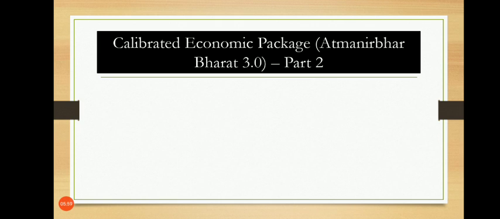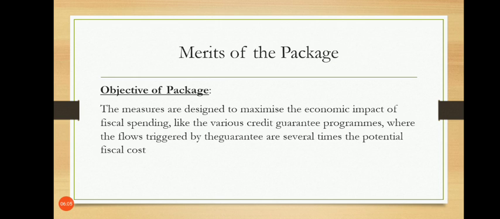So हम एनालिसिस करने वाले हैं आपके आत्मनिर्भर भारत 3.0 का इस पर्टिकुलर वीडियो में. So we are starting with the merits of the package. Objective of the package was the measures are designed to maximize the economic impact of fiscal spending like the various credit guarantee programs. यही हमने बात की थी कि उसमें आपके क्रेडिट गारंटी प्रोग्राम्स जो है वो चलाए गए थे टू मैनेज द फिस्कल स्पेंडिंग.